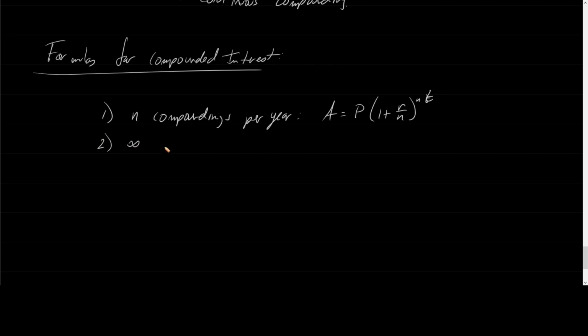For infinite compoundings per year or for continuous compounding, we get A is equal to P E to the R T. All right. So now let's do an example with this.